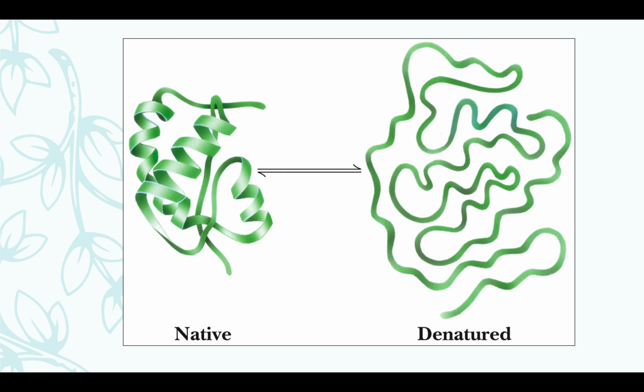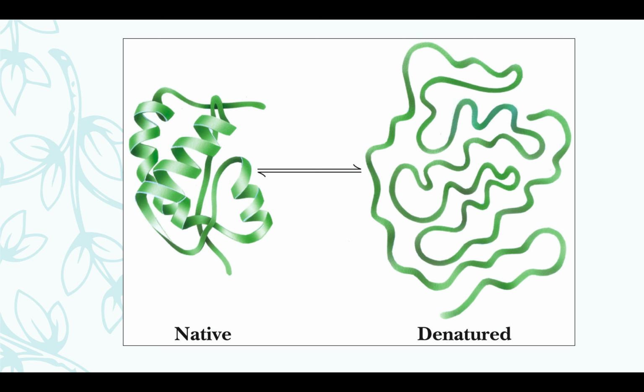Okay, so this is just a visual representation of the denaturation of a protein. If you analyze the figure, you can see that indeed the native conformation of a protein is disrupted. But if you look at the denatured protein, you can see that the primary structure, or the amino acid sequence, is still present. We can therefore say that a denaturating agent does not affect the primary structure.